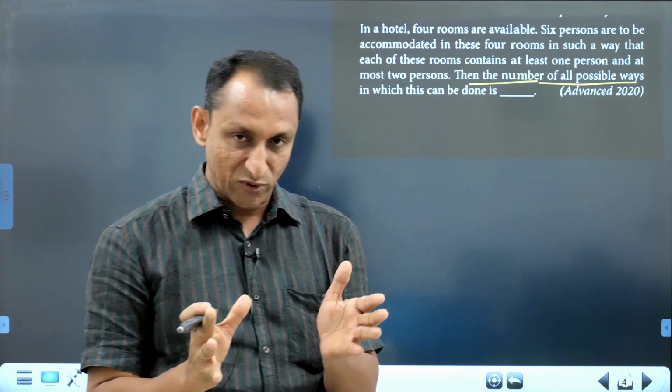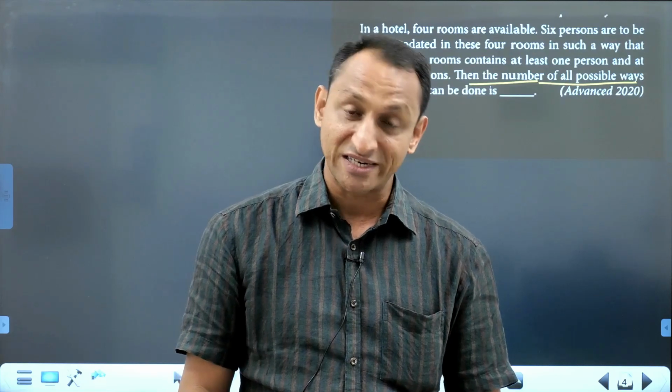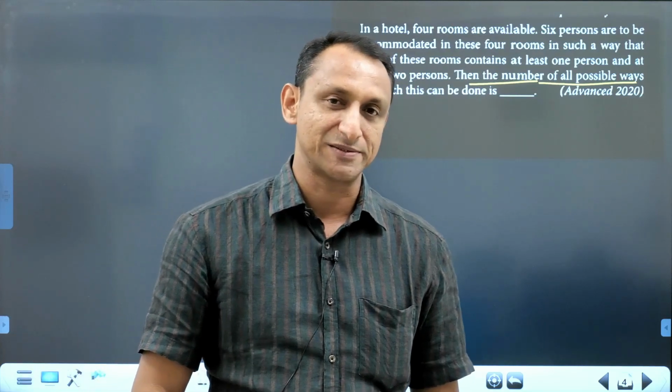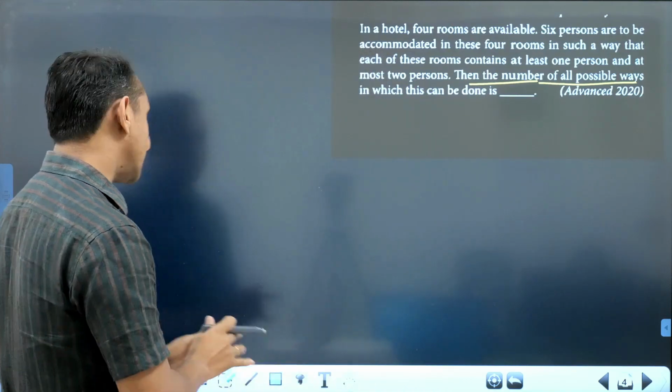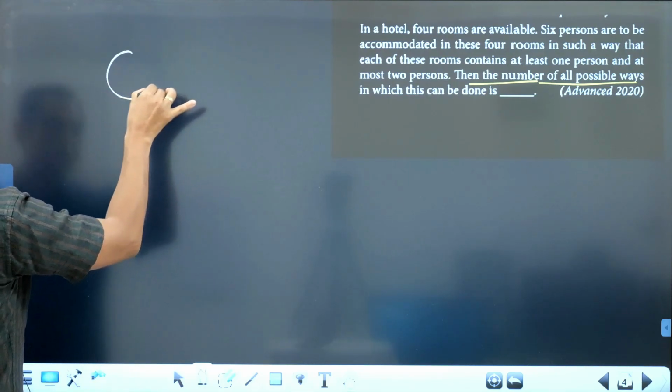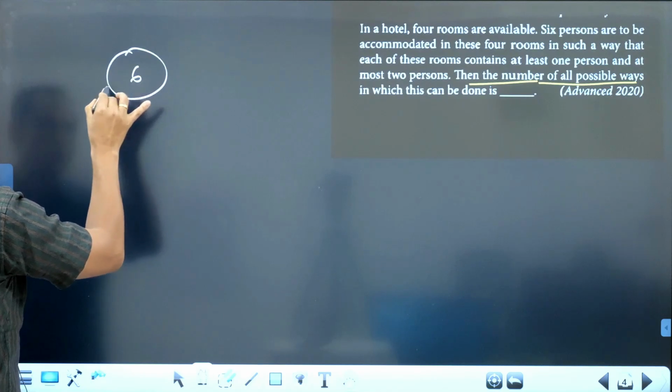We study a formula, division into groups and distribution. Division and distribution of distinct objects. Here there are 6 persons, which means the objects are distinct. How many ways can these 6 persons be distributed into 4 groups?